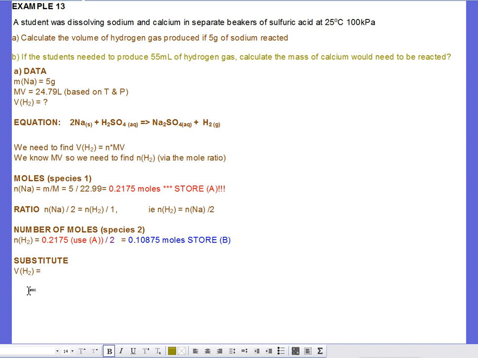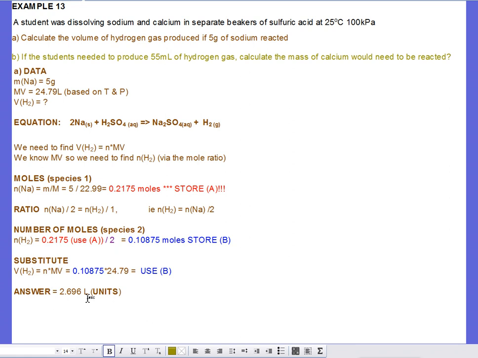Last step here is just to substitute. We're going to actually figure out the volume of hydrogen now. We already said the volume is equal to number of moles times molar volume, which is this number I've stored as B in my calculator, times by 24.79. That gives us 2.696 litres of hydrogen gas produced. Remember, litres is our units in chemistry, particularly when we're using molar volumes.